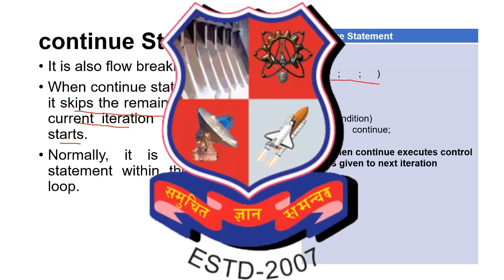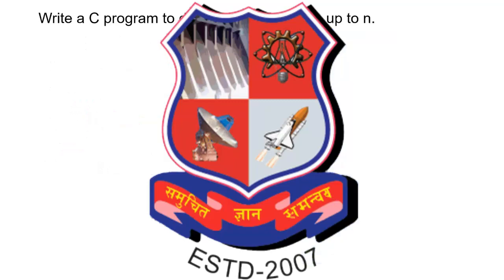We have a for loop over here. Inside the body of the for loop, we are using a continue statement inside the if statement. If this condition is true, then this continue statement will execute, and if this continue statement is executed, then whatever statements are over here are skipped and control is given to the next iteration. The whole loop is not terminated. Now we'll see an example for it.